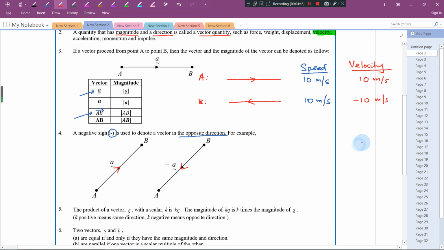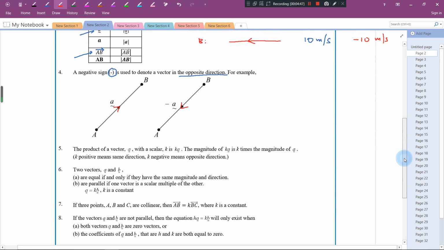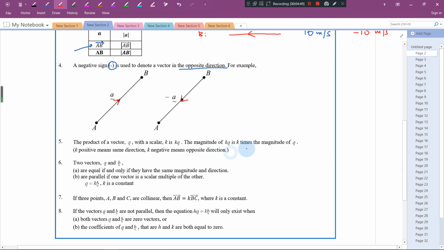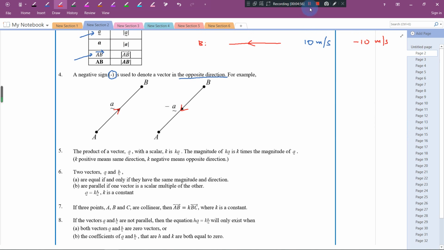Okay? So here still have some more notes over here. This one I will skip first. So later on, if I need this one, I will go back to this. Let's look at a few examples first.